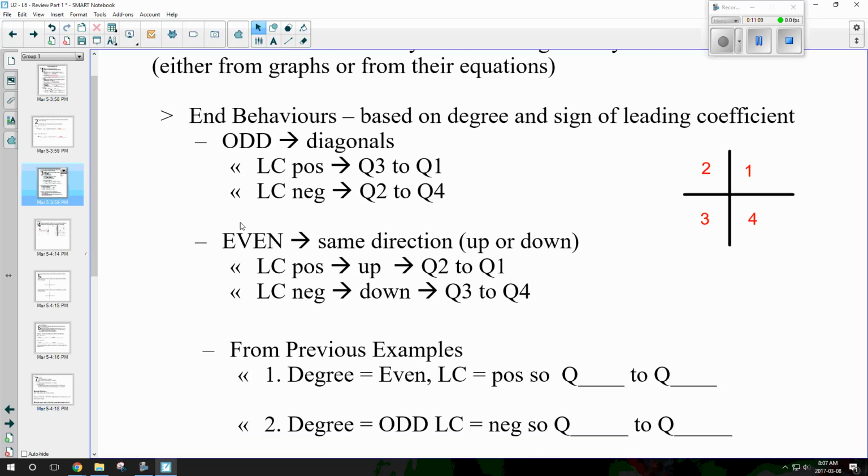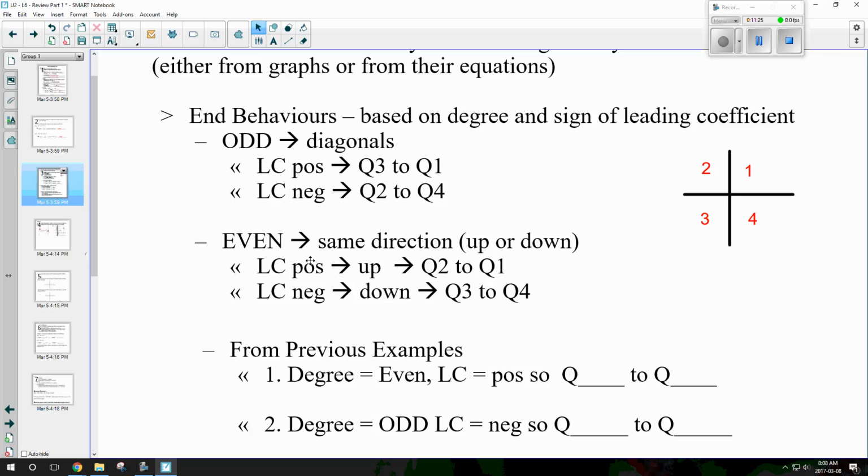For our even degreed function, so that's whenever our degree value is an even number, we know that our end values, our end behaviors, have to be in the same direction. So they either both have to be up or they either both have to be down.